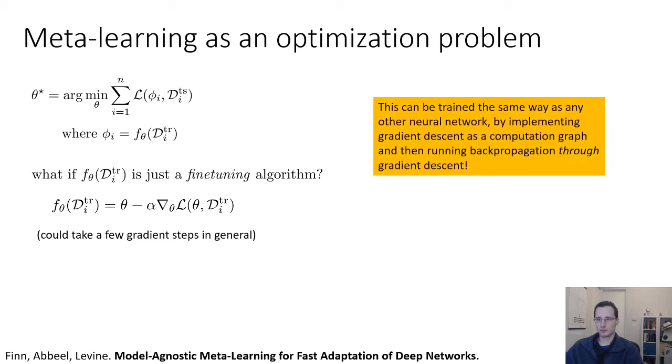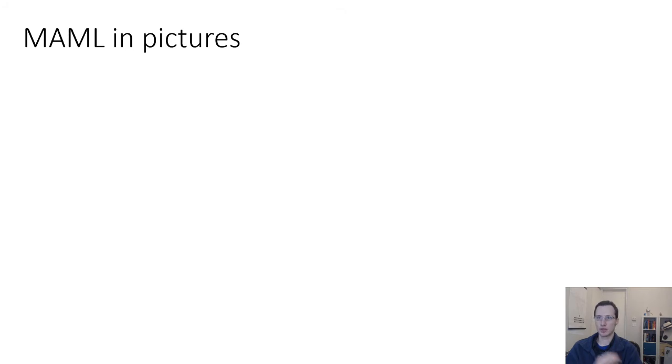And crucially, this can be trained the same way as any other neural network, by implementing gradient descent as a computation graph in PyTorch or TensorFlow, and then running backpropagation through gradient descent. So the meta-training process involves optimizing theta so that these gradient steps on theta result in a parameter vector theta that does well on d test. It perhaps helps to illustrate this with pictures. So this is a method called model agnostic meta-learning, or MAML, and here's how it works.